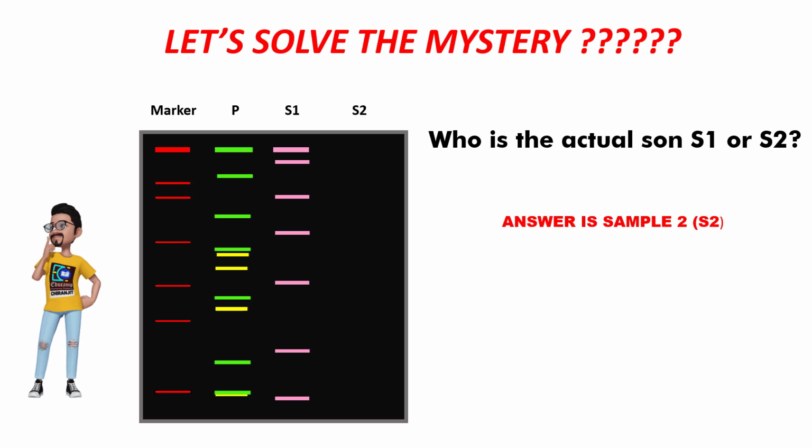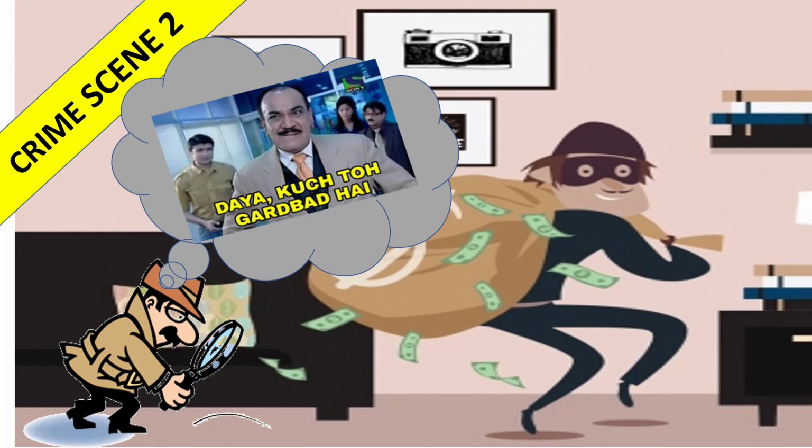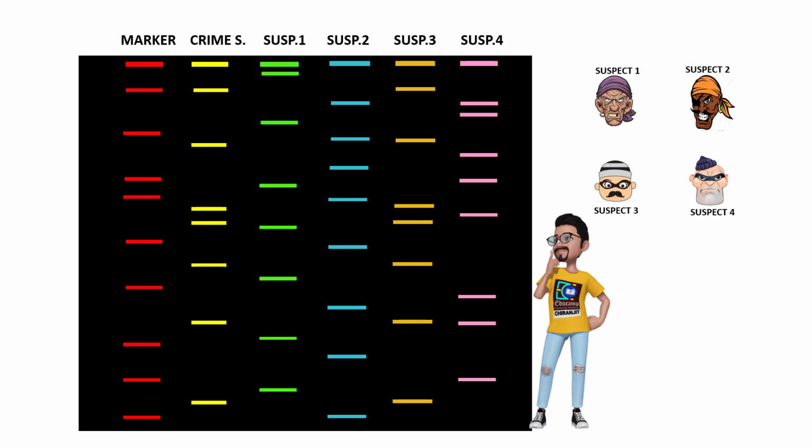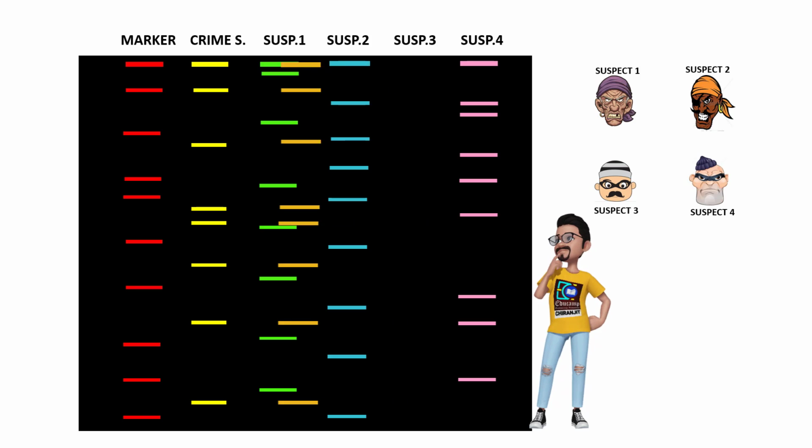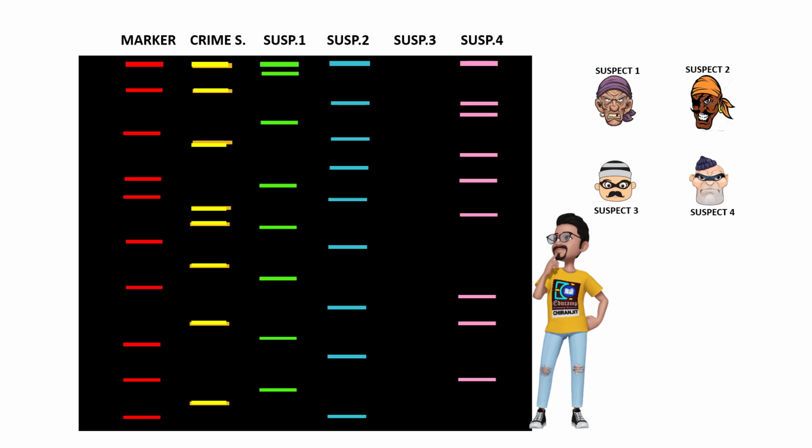Okay, so now let's go for the next case. Here we got a hair sample from the crime scene. So can you find out the real thief from the suspects? Pause the video and do it on your own. I hope you got the real thief. Yes, it's suspect 3, as the DNA lanes of the suspect and the crime scene are exactly similar. So let's put the thief behind bars.